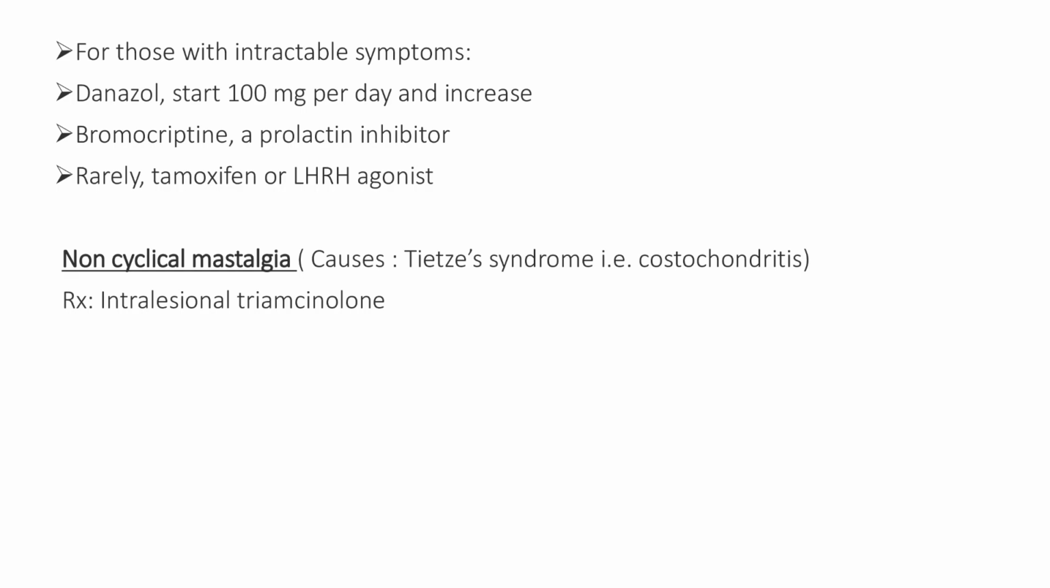Non-cyclic mastalgia is just like Tietze disease. It is known as costochondritis. It happens in the second to third ribs of the chest wall.